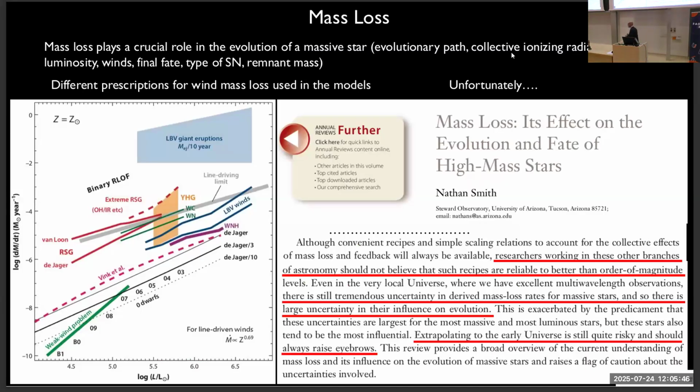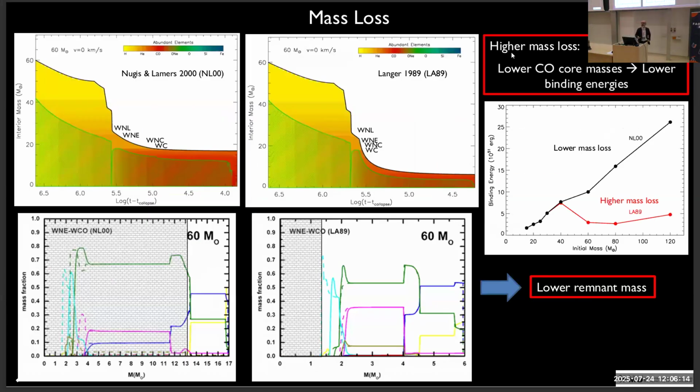Finally, mass loss. Mass loss is a crucial ingredient in the evolution of massive stars. We may have different prescriptions in different evolutionary phases: main sequence, red supergiant phase, Wolf-Rayet phase, and so on. The problem is that all these prescriptions are not reliable to a precision better than an order of magnitude. So we have an order of magnitude difference. And this has a strong impact not only on the mass loss history of the star, but also on the expected remnant mass of these stars.